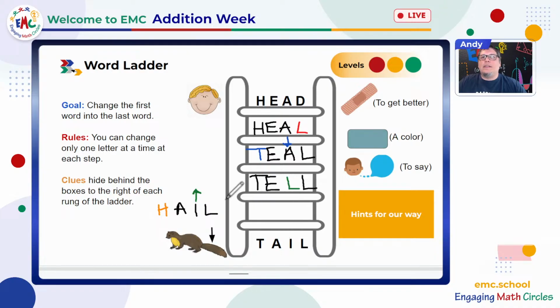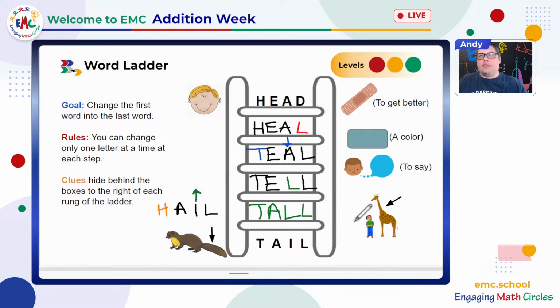And then from tell to tail, what can I do? I have to either change the A or the I. Till? Well, I could do till. But I want to go to A. See if my hint will help you. Pointing at a giraffe. That's right, tall. Tall.